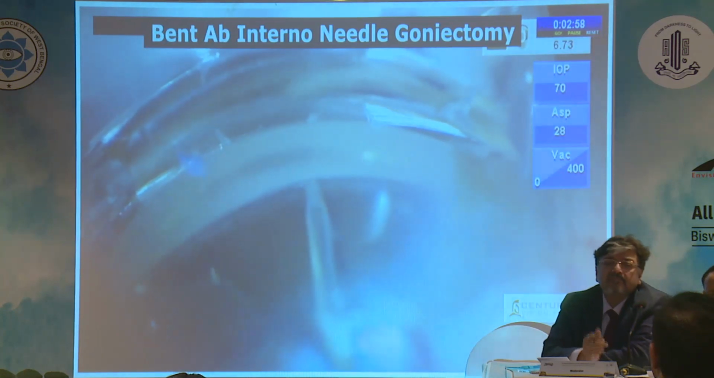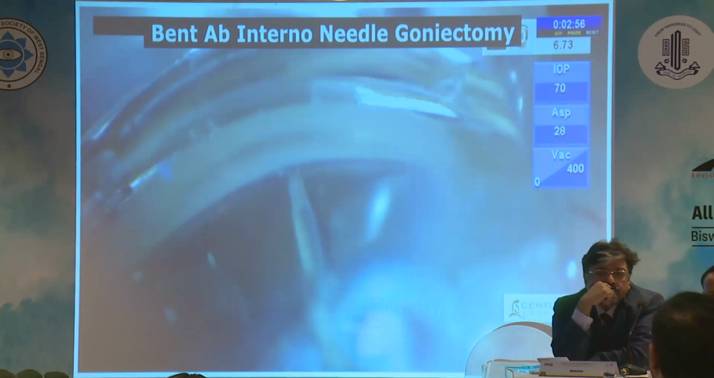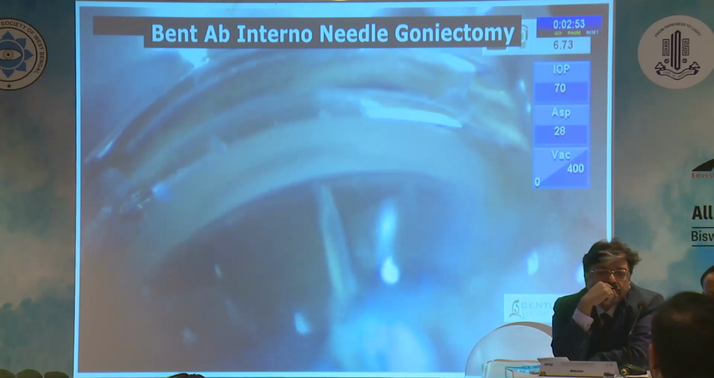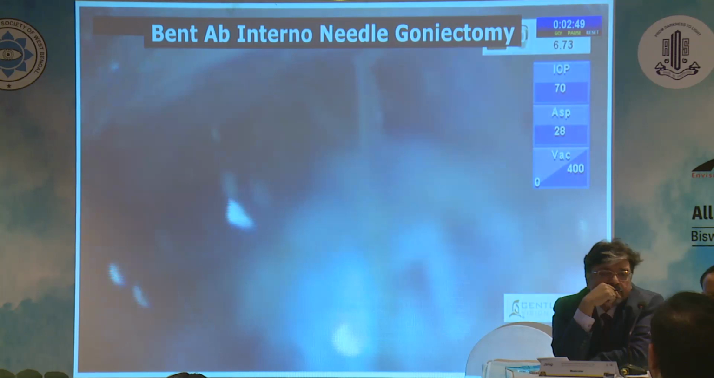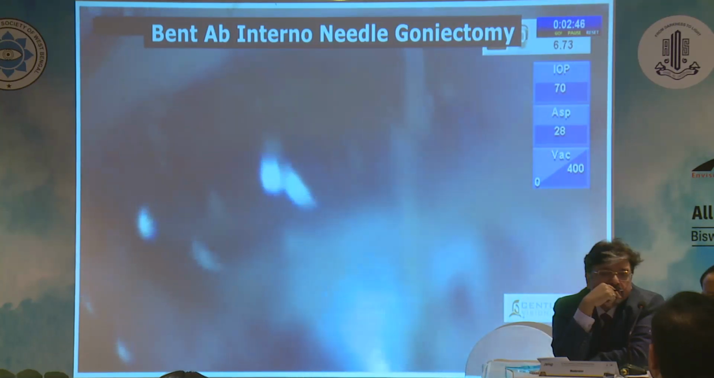In this case, with the implantation of G1 iStent, an additional MIGS procedure was done. Here we did the bent inferno needle goniectomy on either side of the implant at least 1 clock hour apart to ensure an additional outflow via the trabecular meshwork.